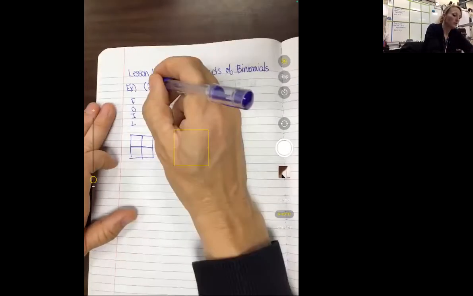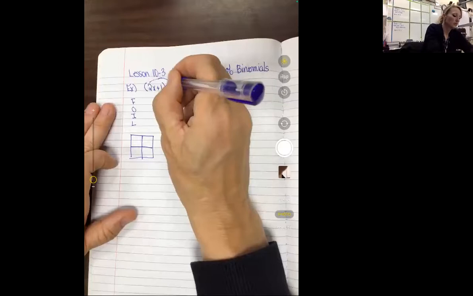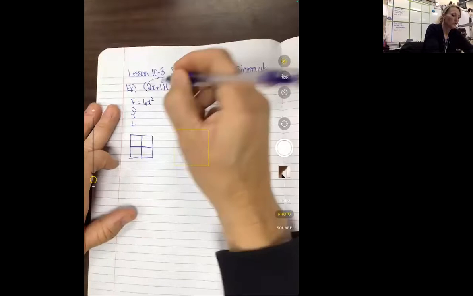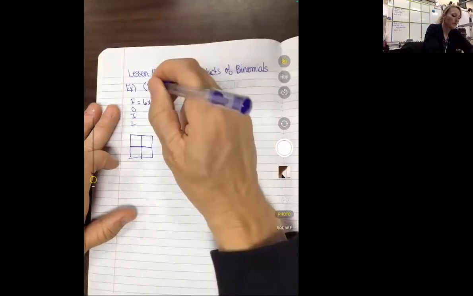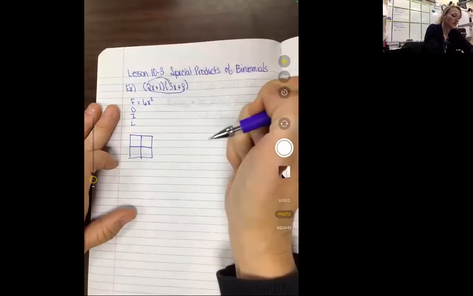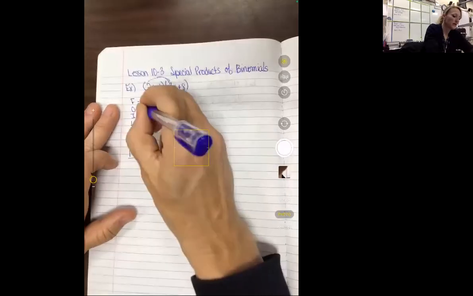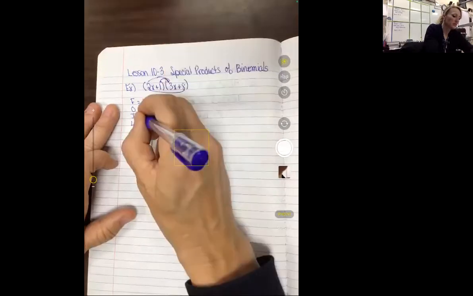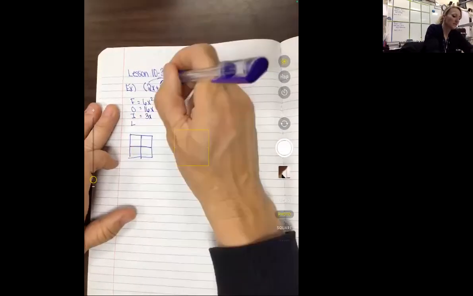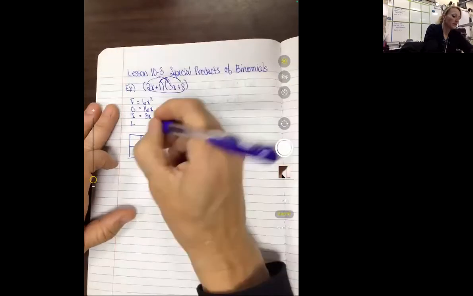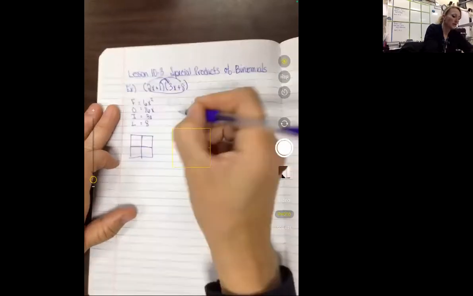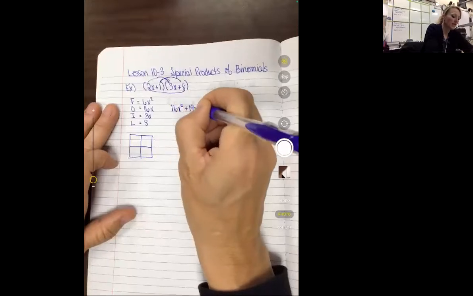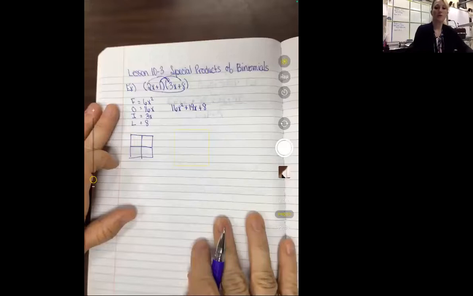So if we did FOIL, we would do first times first, which would be 6x squared. We would do outer times outer, so 2x times 16, which would be 16x. We would do inner times inner, which is 1 times 3x, which is just 3x. And we would do last, which is 1 times 8, which is just 8. And then we would add them together and get 16x squared plus 19x plus 8. And that would be using FOIL.